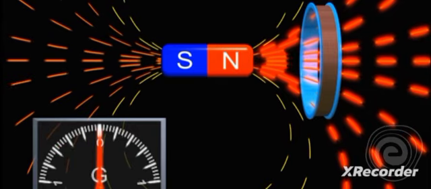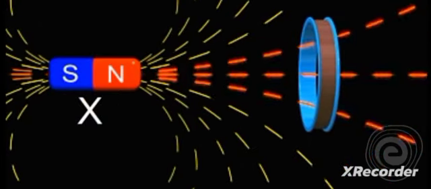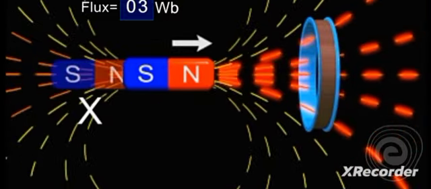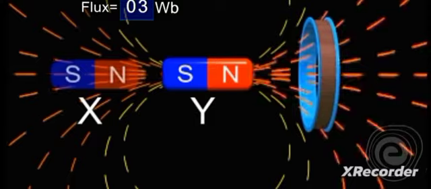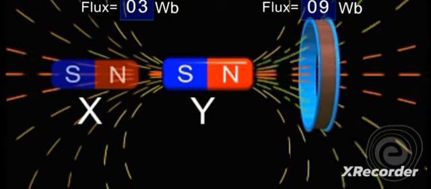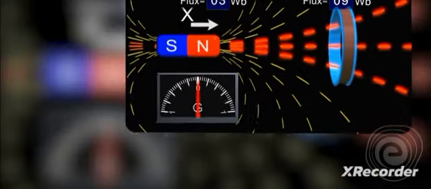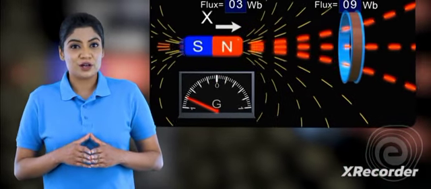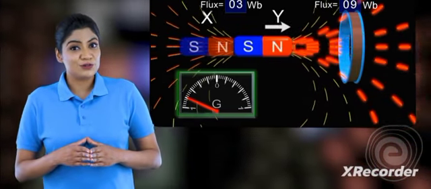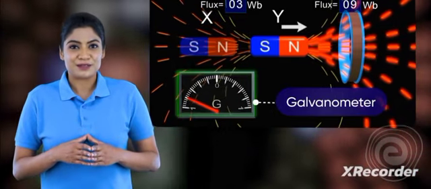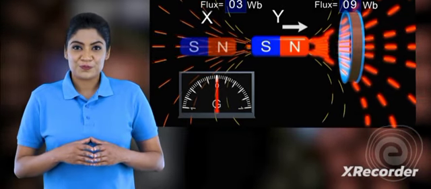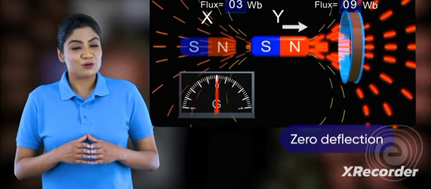We can see that when the magnet is at position X, the flux linked with the coil is 3 Weber. On moving the magnet to position Y towards the coil, the flux changes to 9 Weber. That is, magnetic flux linked with the coil has increased. We also see that during the motion of the bar magnet from position X to Y, an EMF is induced as indicated by the galvanometer. When the magnet is stationary, the EMF is 0 and the galvanometer shows 0 deflection.